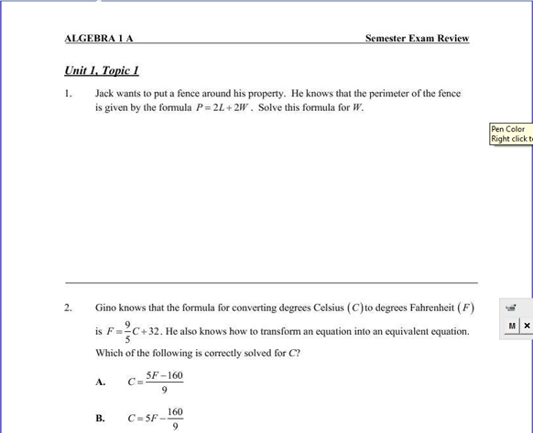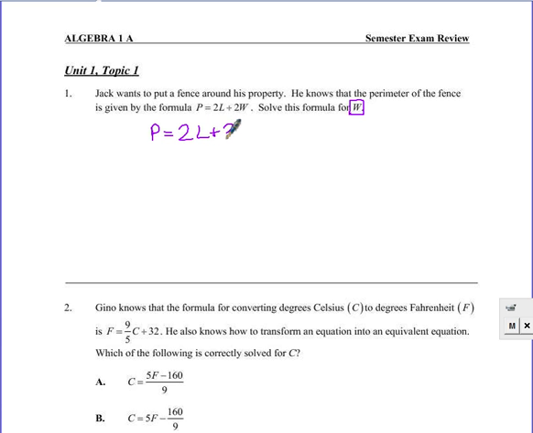So on page 2, the first problem says Jack wants to put a fence around his property. He knows the perimeter of the fence is given by the formula P equals 2L plus 2W. Solve this formula for W. So I'm trying to get the W by itself.